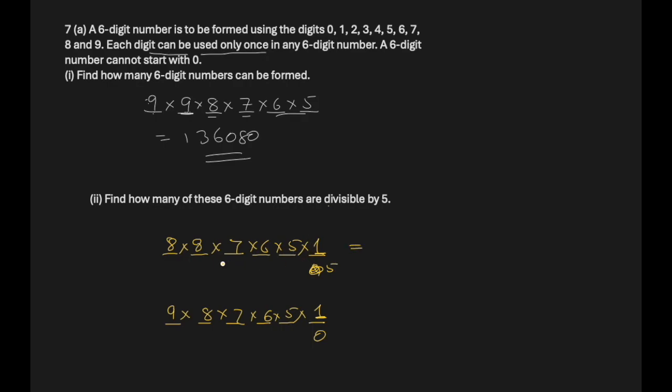Let's see what we get here. Will be 13440, and this one, it will be 30, 210, 1680 times 9 will be 15,120. And we need to add these because both cases were separated. Now we have to combine them. It will be how much? 28,560 numbers out of 136,080 will be divisible by 5.